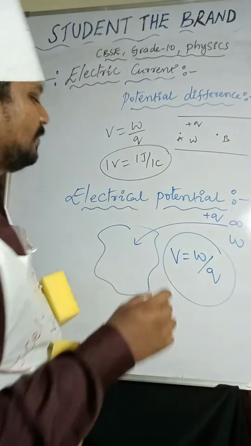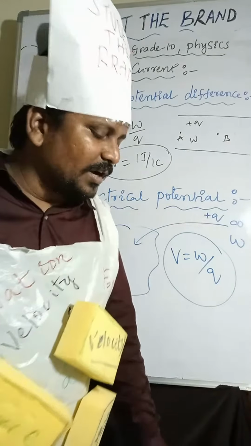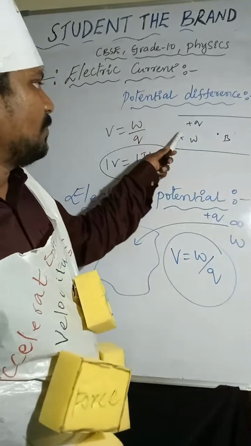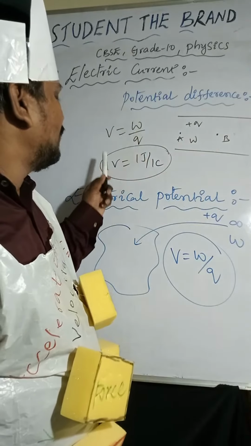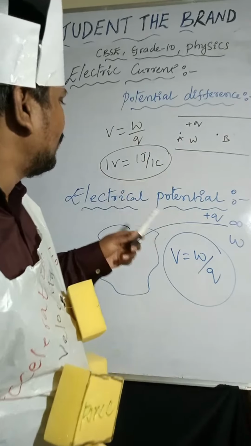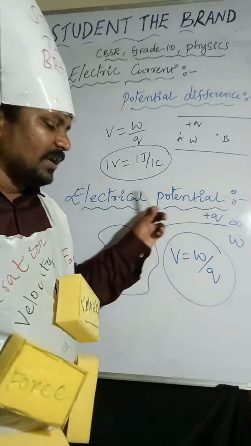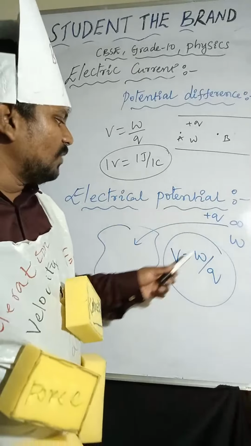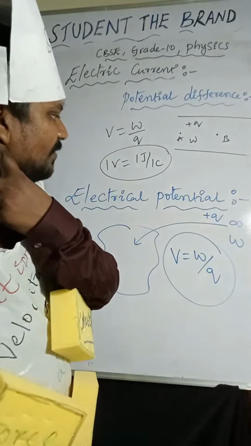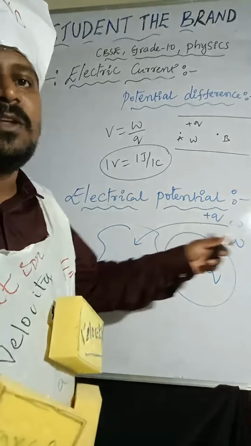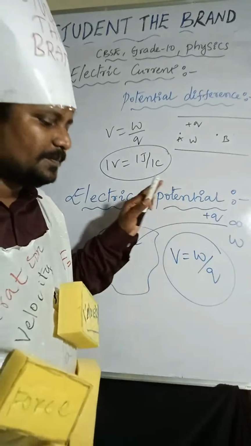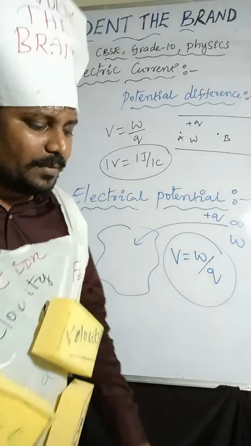Potential difference is the work done to bring unit positive charge from one point to another point within the conductor. V equals W by Q. 1 volt equals 1 joule per 1 coulomb. Electrical potential: V equals W by Q. We are doing some work to bring unit positive charge from infinity to the required field; this is called electrical potential.